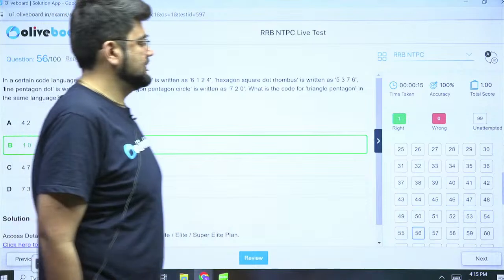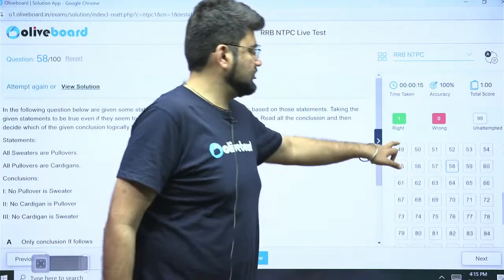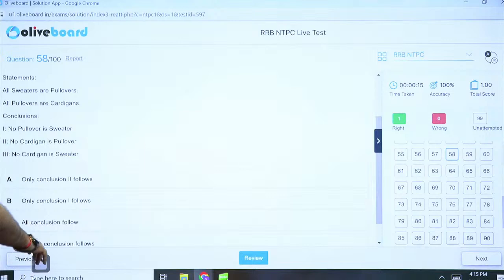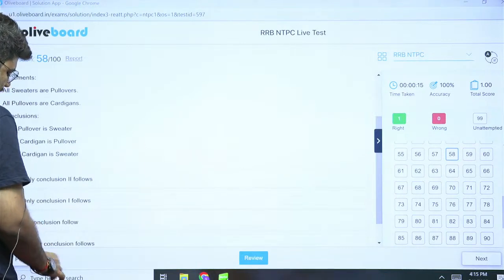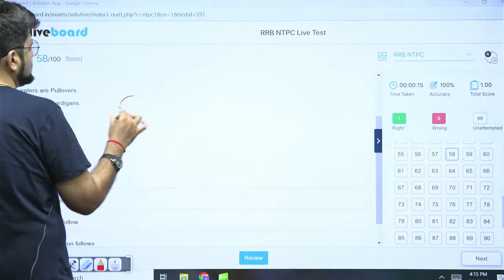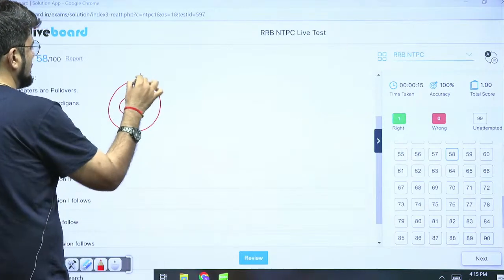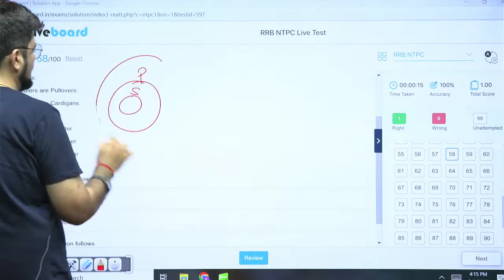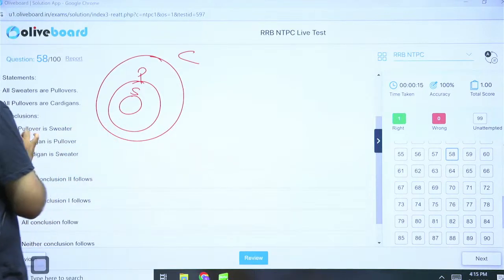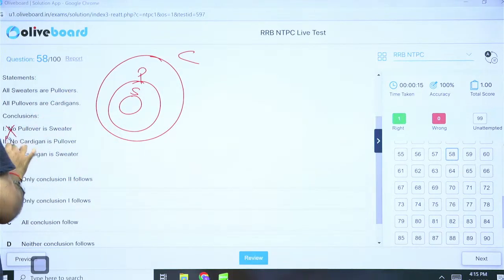58. Oh, syllogism. All sweaters are pullovers. All pullovers are cardigans. No pullover is a sweater. No cardigan is a pullover. No cardigan is a sweater. Oh my God. How can they ask you such a question? Neither conclusion follows.